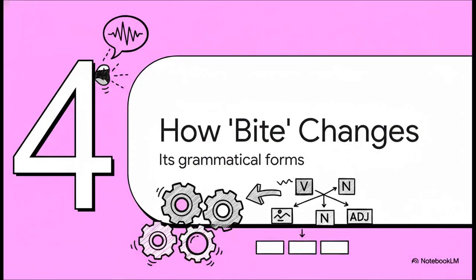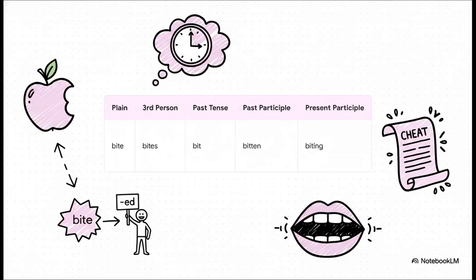Okay, we're almost there. We've got the sound, we've got the meanings for both actions and things. So what's the final layer? It's grammar. How does the word itself physically change to fit into different sentences? This table here basically lays it all out for us. You see, bite is an irregular verb, which is just a fancy way of saying it breaks the normal rules. You don't add -ed for the past tense. You don't say bited, no way. Instead, you get bit and bitten. This table is like the ultimate cheat sheet, laying out every single form so you can use it correctly, no matter what tense you're speaking in.